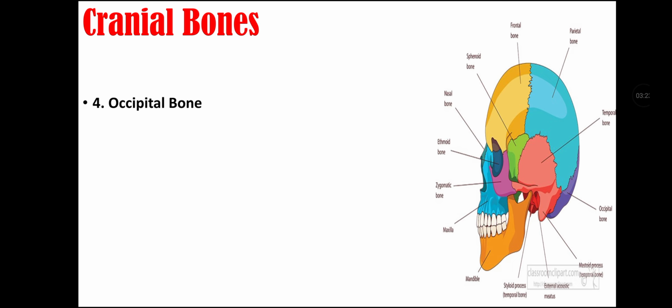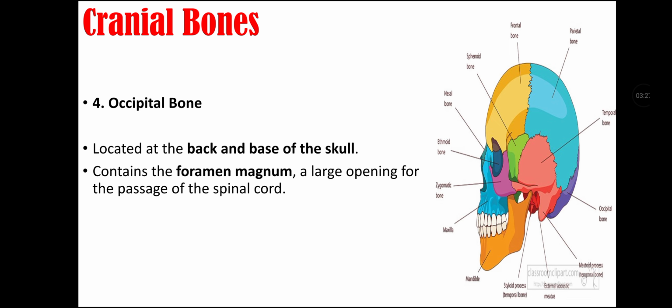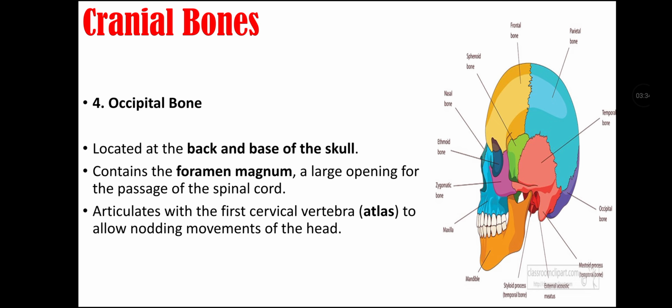Next cranial bone we have is occipital bone. It is located at the back and base of the skull. It contains foramen magnum, that is a large opening for passage of spinal cord. It articulates with first cervical vertebra, that is also called as atlas, to allow nodding movement of the head. It also provides attachment for neck muscles.